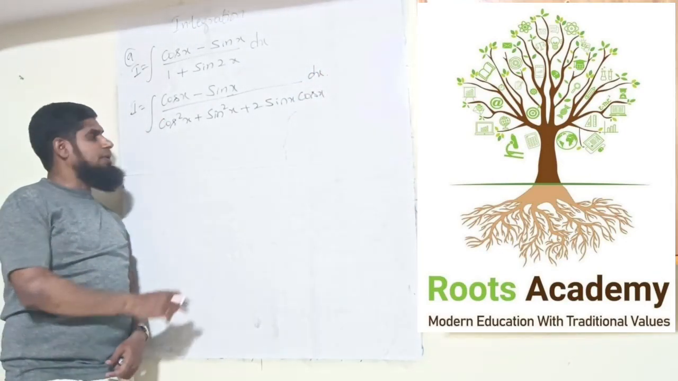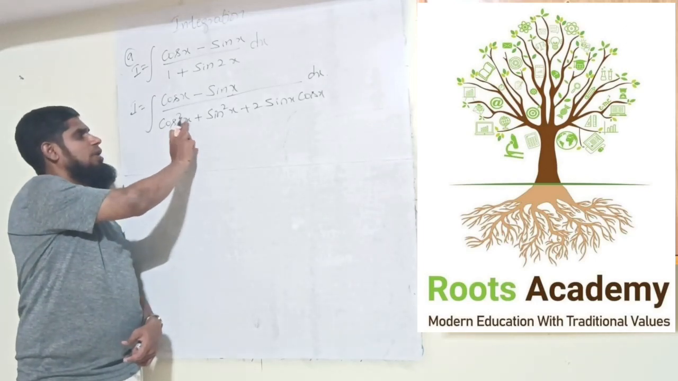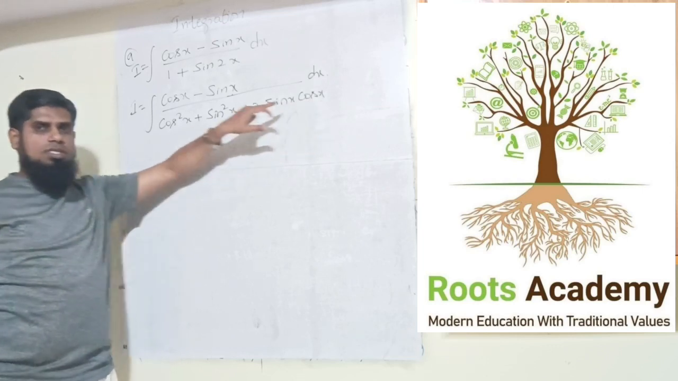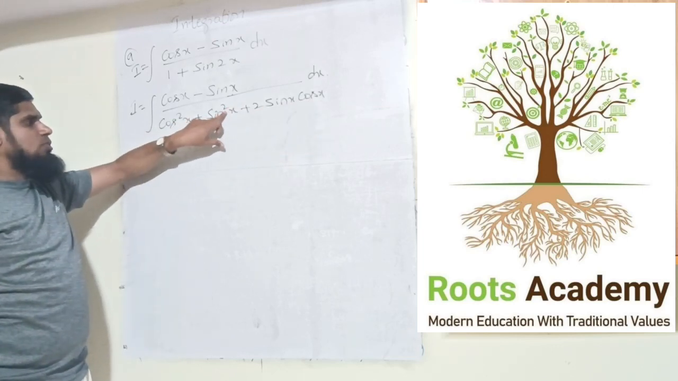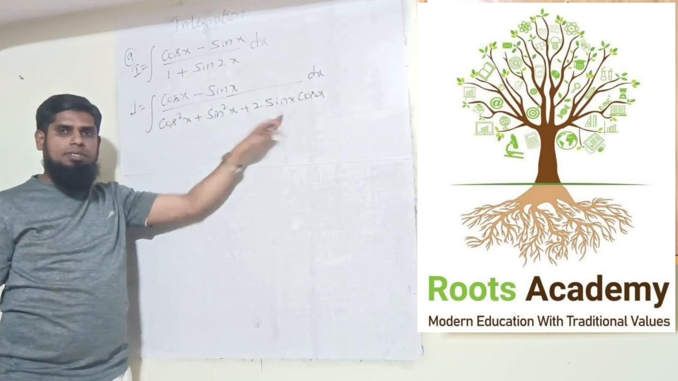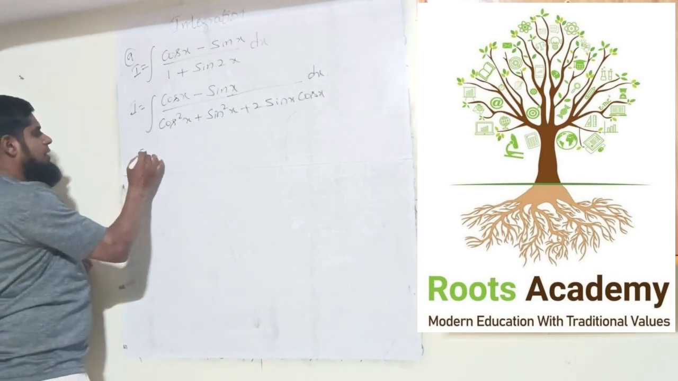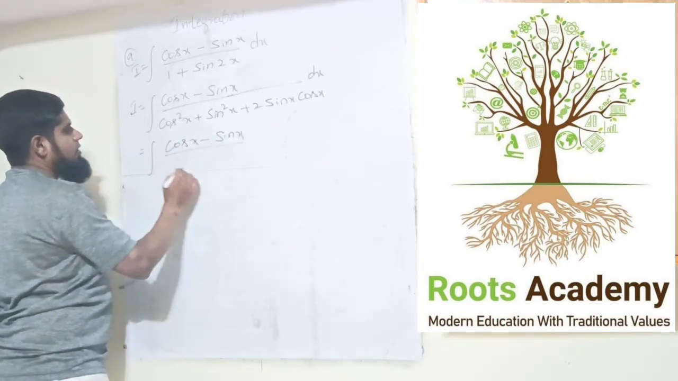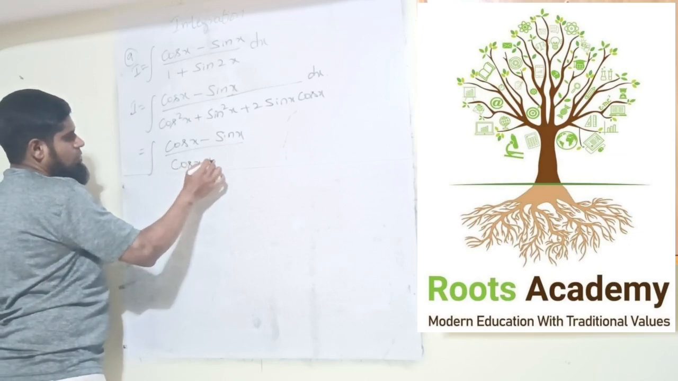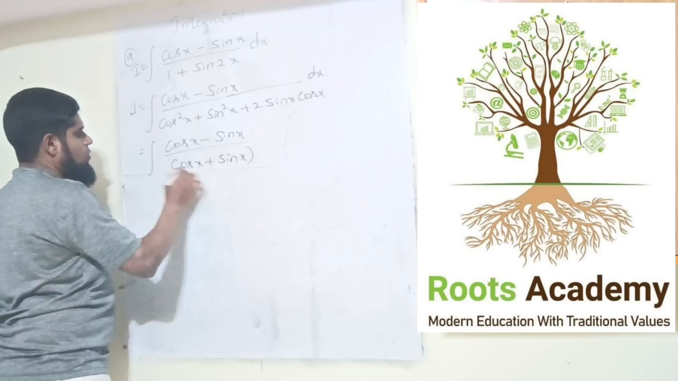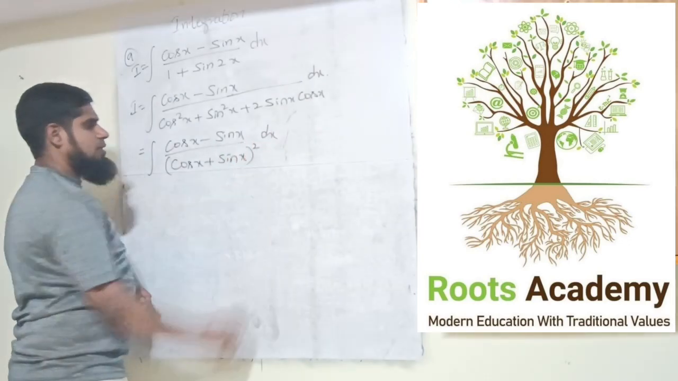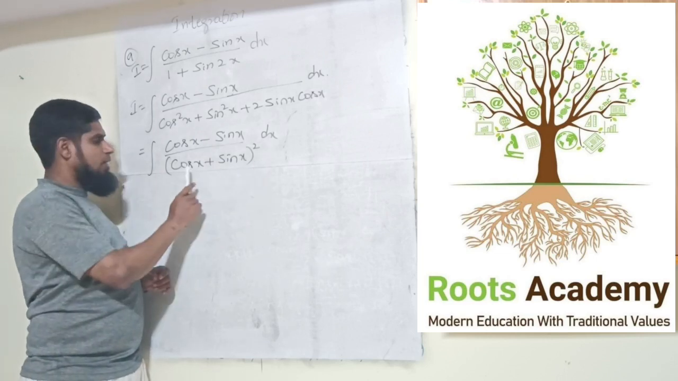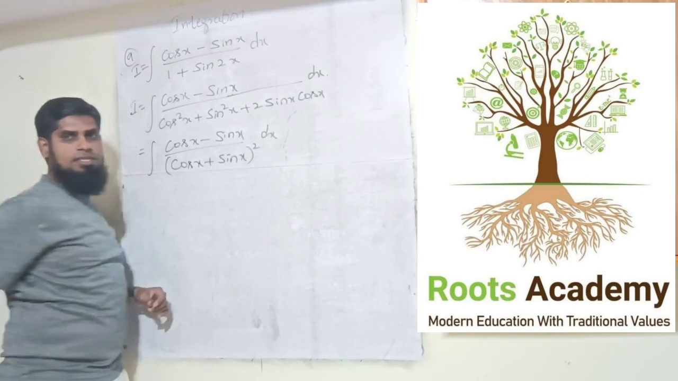So student, if I write the denominator, it is cos square x plus sin square x plus 2 sin x cos x. So this is in the form of a square plus b square plus 2ab, isn't it? So the complete denominator can be written as, numerator as it is, and the denominator can be written as a plus b whole square, isn't it? Our denominator is cos x plus sin x whole square, because if I expand this, definitely I will get this.